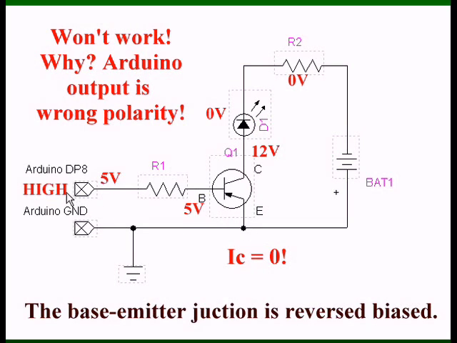Because if I have a high out of Arduino, well, it's going to be 5 volts. I'm putting plus 5 on an N-type material, the base of the PNP. It's positive with respect to the emitter and thus is turned off, and it will never work. Arduino cannot put out a negative 5 volts. Won't work.